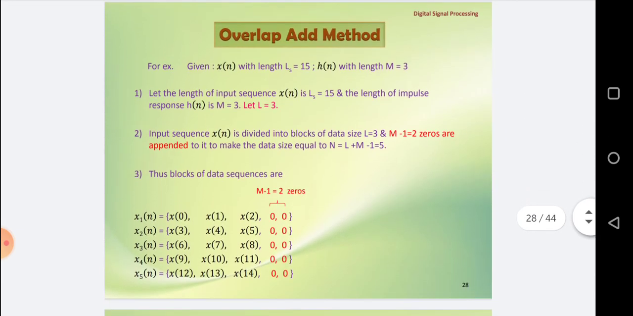Now let's see for specific values of Ls and M. Consider the value of Ls is 15 and capital M equal to 3. Let L equal to 3. So input sequences are written as x1 of n equals x of 0, 1, 2, pad 2 zeros; x2 of n equals x of 3, 4, 5, pad 2 zeros; x3 of n is 6, 7, 8, 0, 0; x4 of n is x of 9, x of 10, x of 11, 0, 0; and x5 of n equals x of 12, x of 13, x of 14, 0, 0.